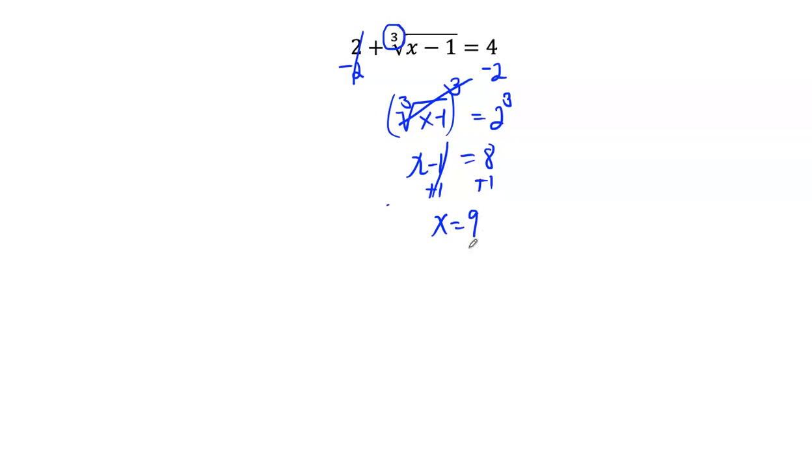Cube roots are not as critical to check your answer. It's the ones that are even. So a square root, a 4th root, a 6th root, we really have to check. I'm going to check it just in case I made an error somewhere. So we write the equation down and then we replace x with our answer to see if the equation is still true.